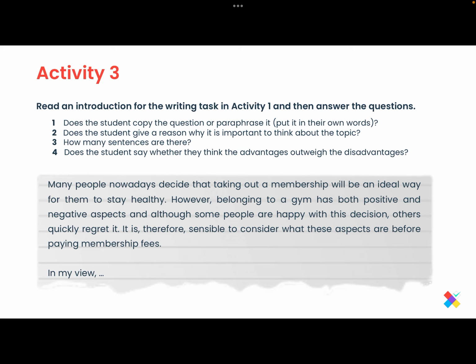Okay, and these are the answers. The student paraphrases the question. He does give a reason why it is important to think about the topic, and this is the last question: it is therefore sensible to consider what these aspects are before paying membership fees. How many sentences are there? 3. Does the student say whether they think the advantages outweigh? No, but he will, because there's "in my view."